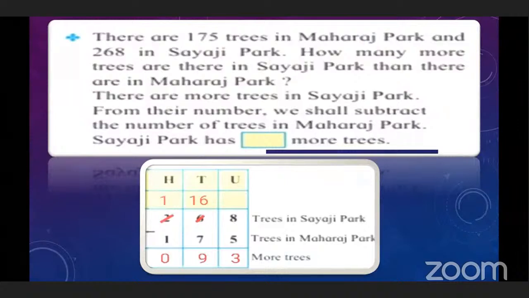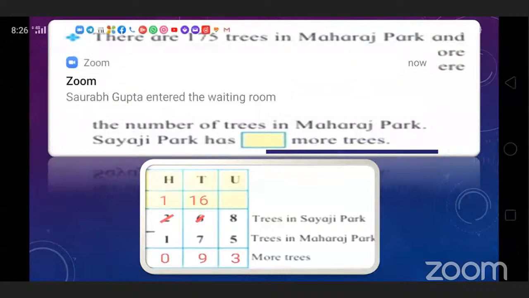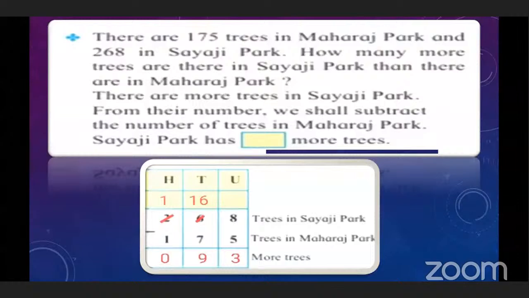Okay, students, how many more trees are there? You can see the last line: Sayaji Park has a box, more trees. So this 93 will be there. This is the first word problem from your textbook, and we have to solve like this. Whatever steps I have given, keep those steps in your mind while solving such kind of subtraction word problem. Let's proceed to the next one.